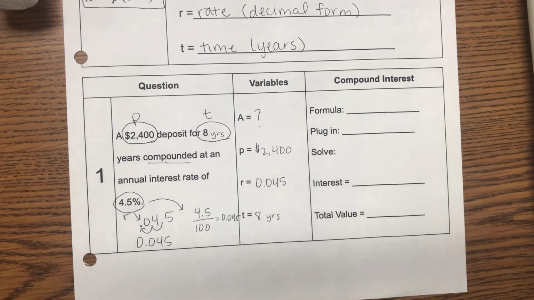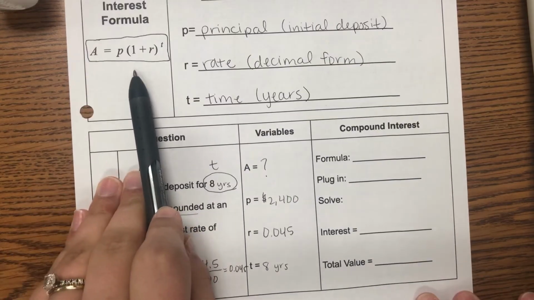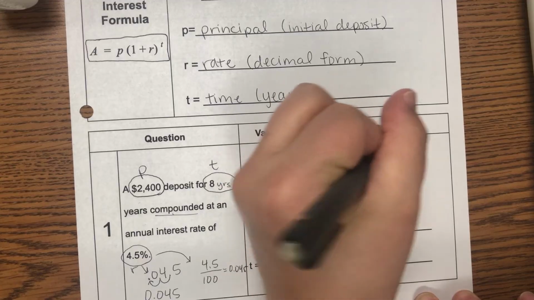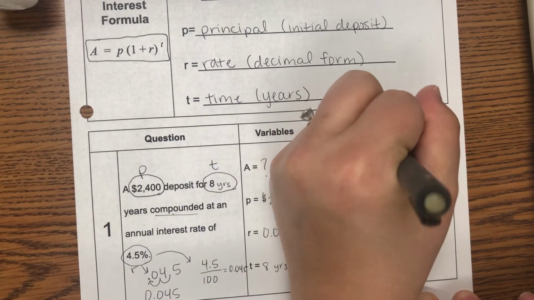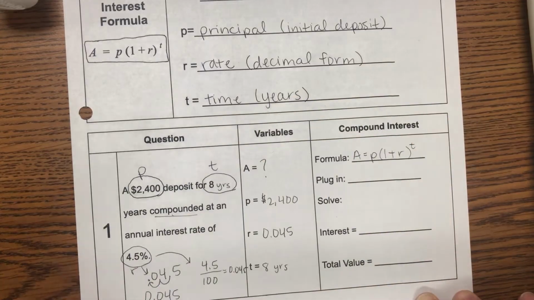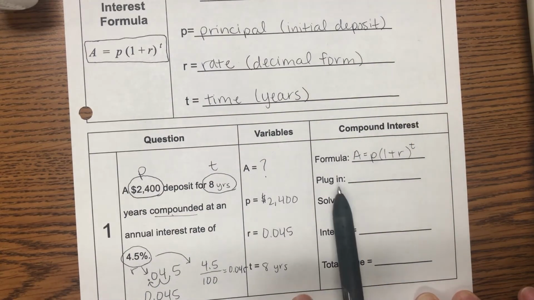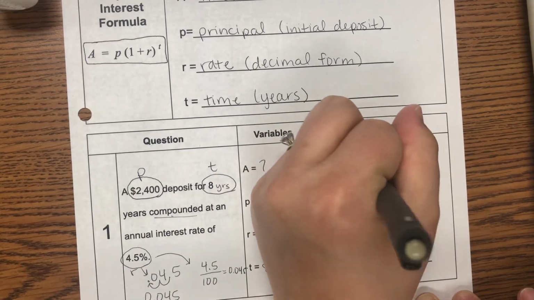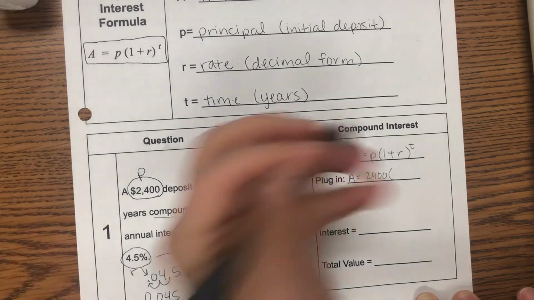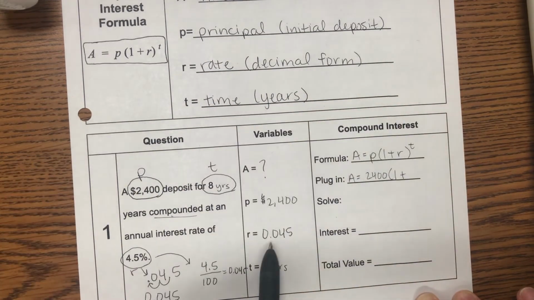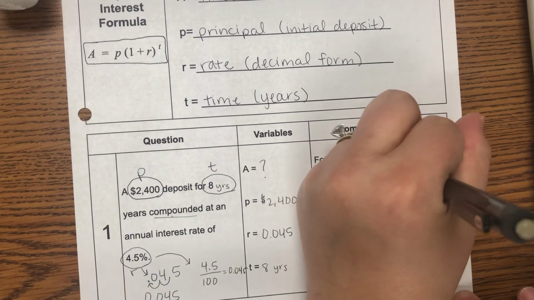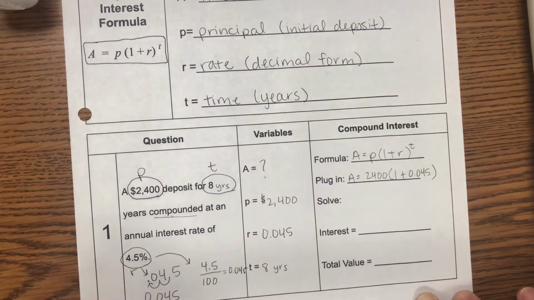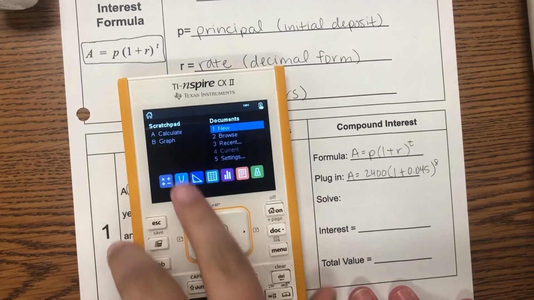So now I'm going to use this information and plug it into my formula. So my formula is right here. So I have A equals P, and then in parentheses, I have 1 plus R to the T power. Okay, and now I just plug in what I know. I'm looking for A. My P is 2,400. I have 1 plus my rate, 0.045, and it's to the power of 8, just like that.